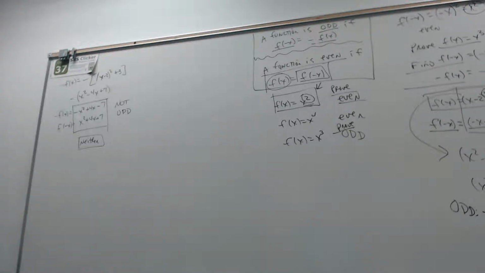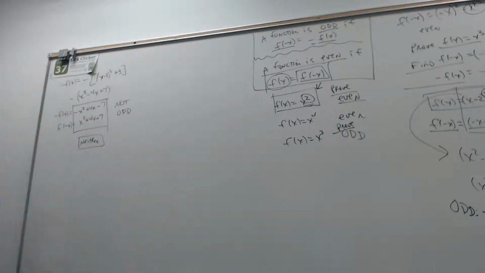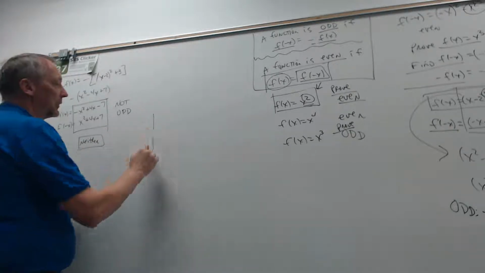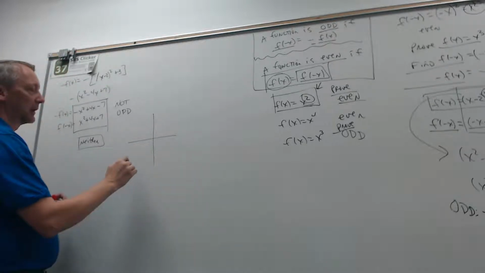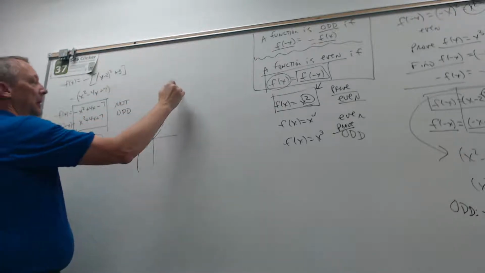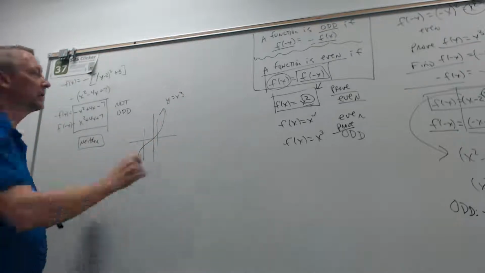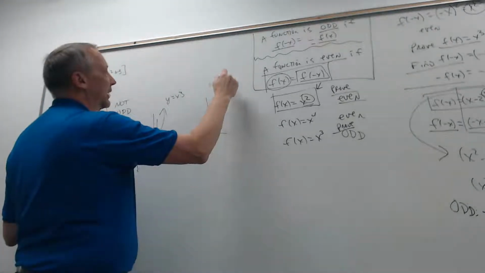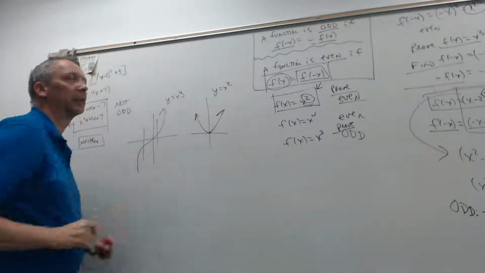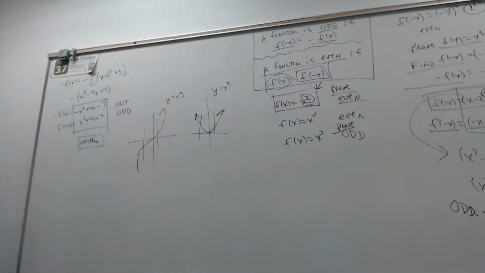Okay, and when we're talking about even functions and odd functions, another way to think about this is with the vertical line test, right? This is y equals x cubed. Is that odd or even? Odd. It's a function because of the vertical line test. If I do y equals x squared, is that odd or even? It's even. I can do a vertical line test that says that it is a function, okay?